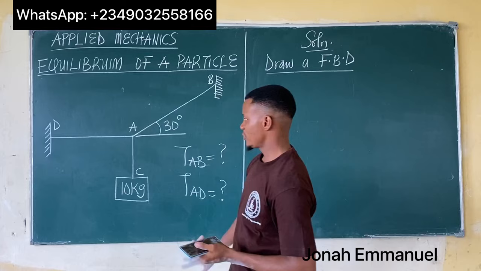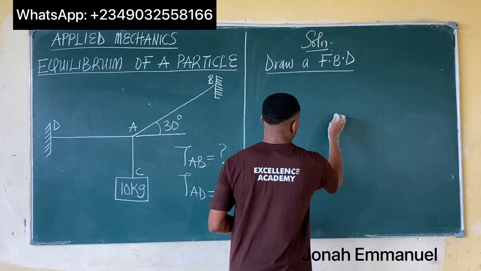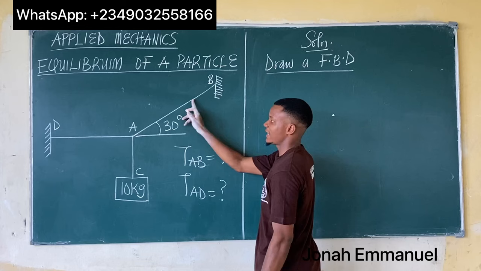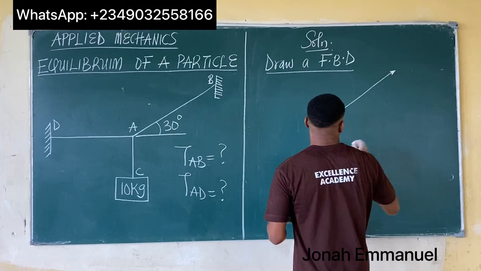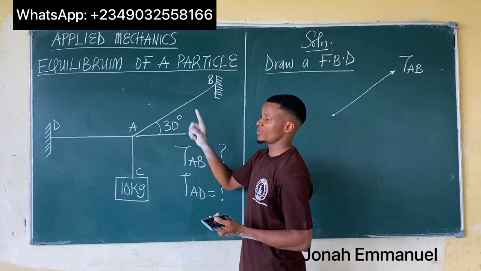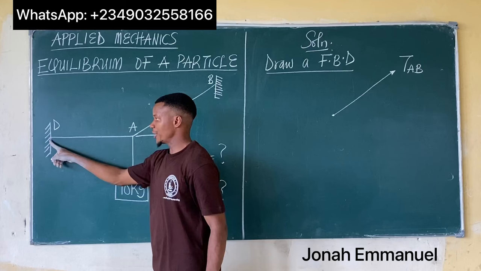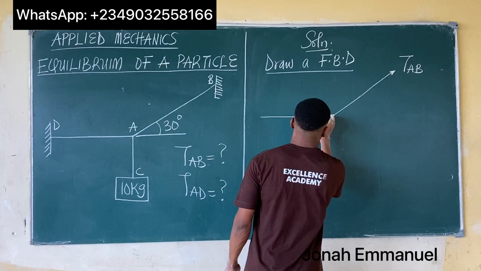For this one, what are the forces at play here? First of all, at point A, I have a string going this way, and this string is tied here. There will be a force on the string. The force on the string is what is referred to as tension. So the tension on this string is TAB. Again, the force that acts on strings is called tension. Next up, there's also a string or a rope from A to D. It'll be a tension here. So I'll have a tension here. This becomes TAD.